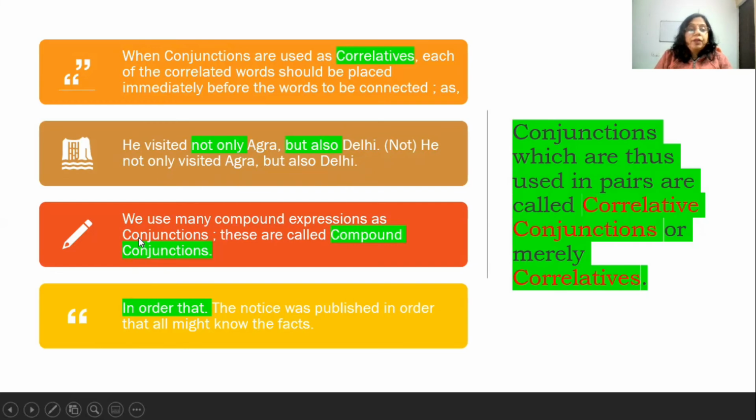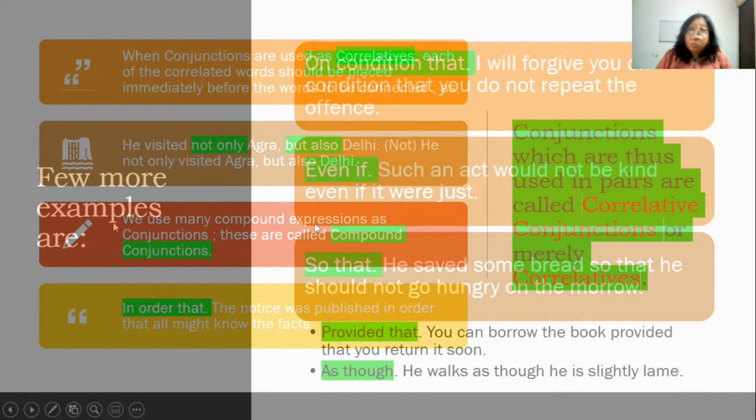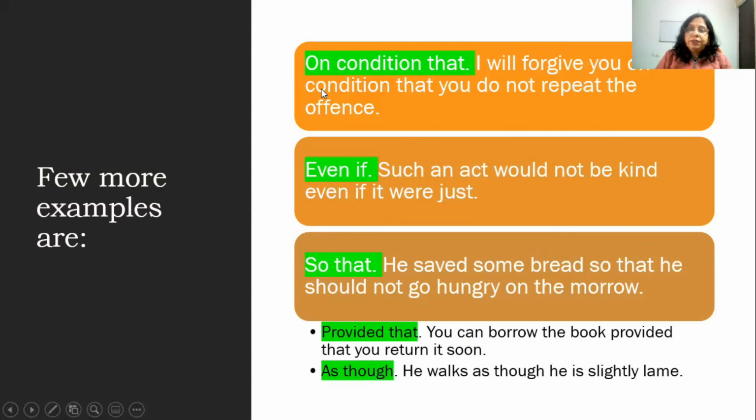Is it clear? We use many compound expressions as conjunctions. These are called compound conjunctions. For example: The notice was published in order that all might know the facts. So this is a compound conjunction. Why compound conjunction? Because compound expressions are used. Now a few more examples of compound conjunctions.